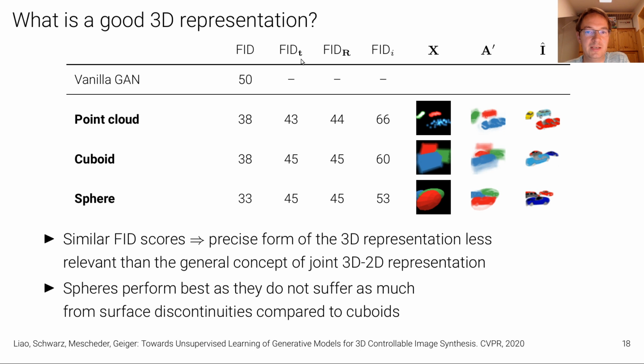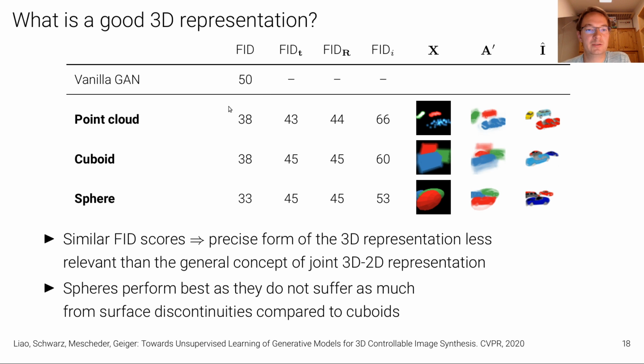The FID-T metric and the FID-R metric are computed by, for the 3D controllable models, rotating the object and measuring the inception distance for the rotated and translated object. And FID-I is computed by looking at each object individually. So these metrics here basically quantify how well our model disentangles the 3D underlying factors.